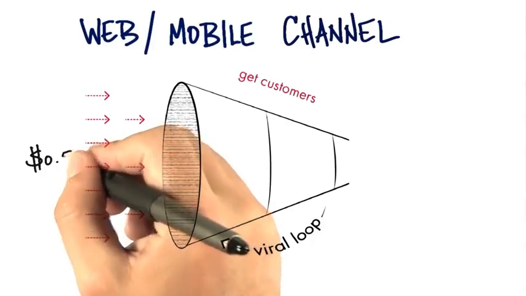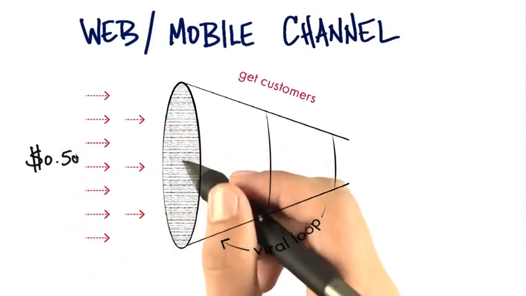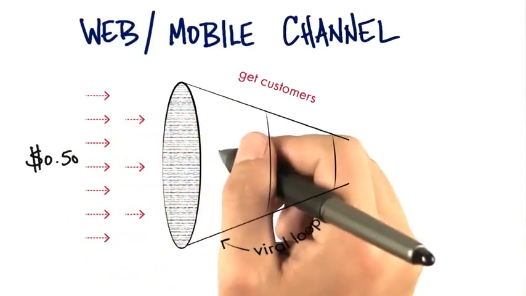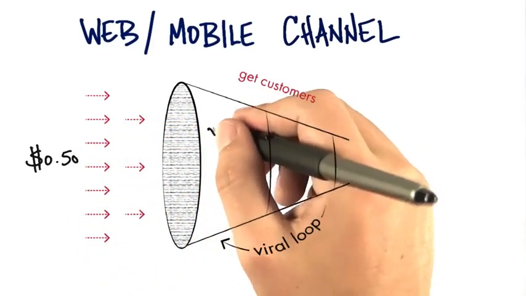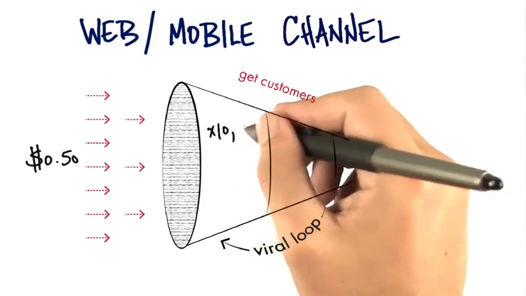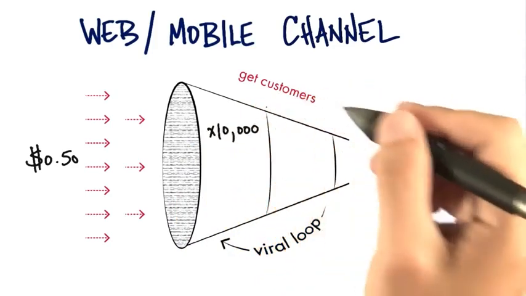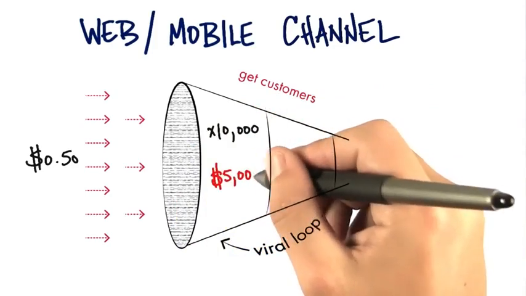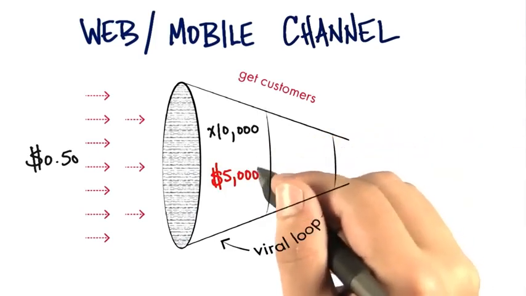So let's assume I'm using Google AdWords and I'm paying 50 cents for pay-per-click. Now let's assume my campaign at 50 cents each gets me 10,000 people to come look at my website. Well, 50 cents times 10,000, that cost me $5,000.